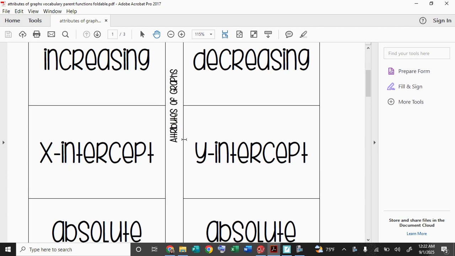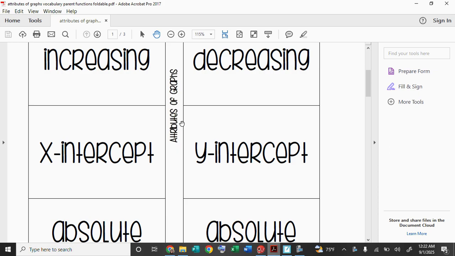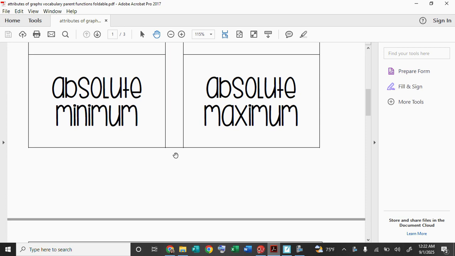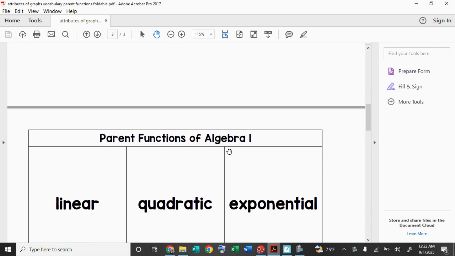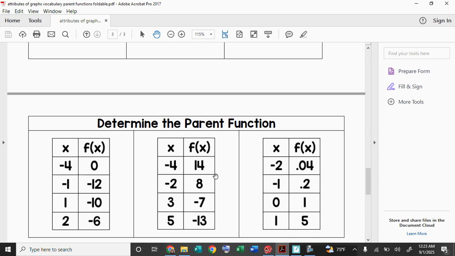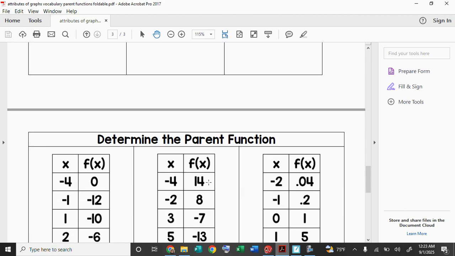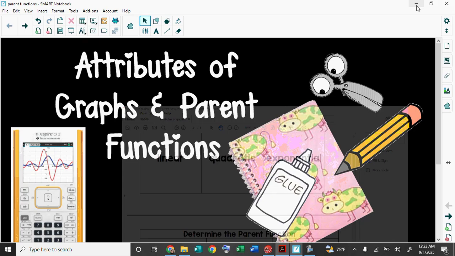You have this foldable. You have a glue tab in the middle. These words are going to be up. Never put glue on words unless it says glue here. So there's that one. Then there's this one that says parent functions of Algebra 1. You're going to put glue behind here and then have 3 things. And then you're going to have determine the parent function. This one, glue behind here. And so you need to make sure you get those. Glue those down in that order. Pause the video and get that done.